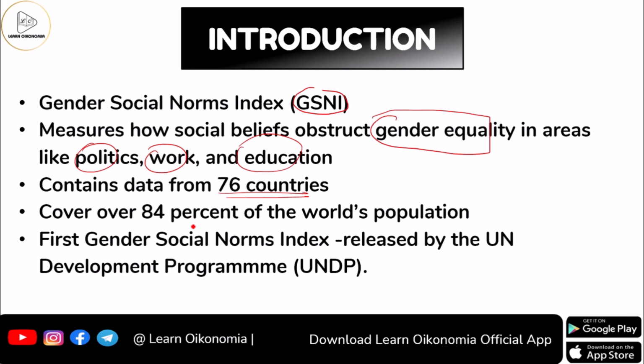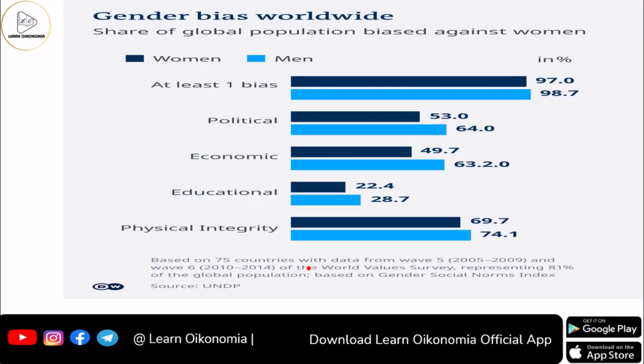The first Gender Social Norms Index has been developed and released by a very famous international organization, the United Nations. And under the United Nations, it is the UNDP, the United Nations Development Programme, that takes the responsibility of development and release of this particular index. Let's see how it does this.